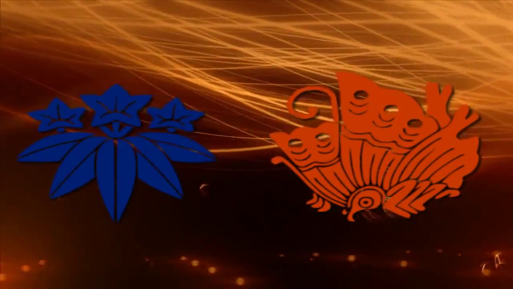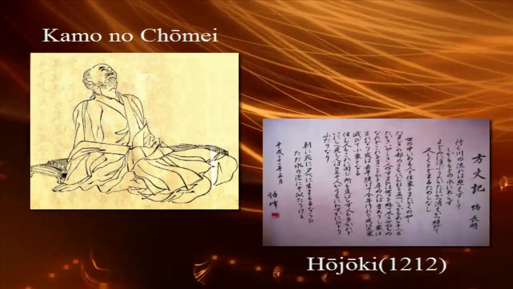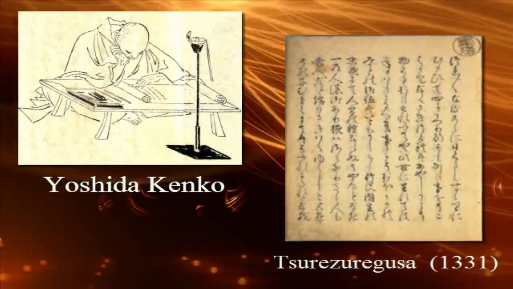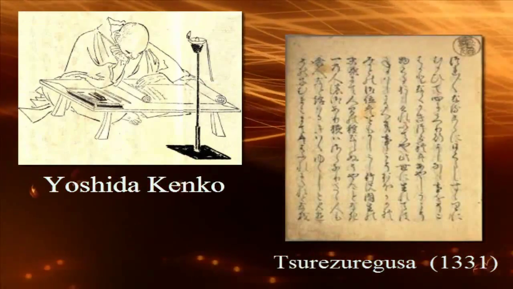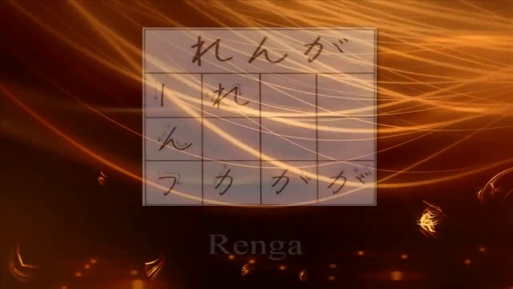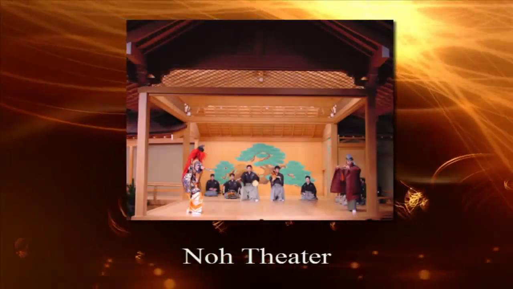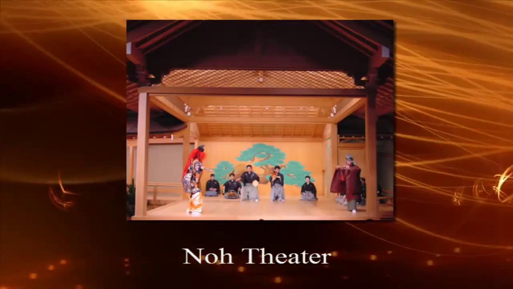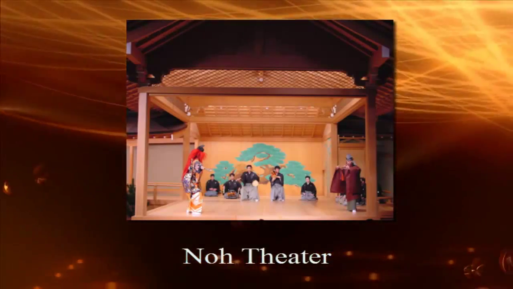Other important tales of the period include Kamo no Chomei's Hojoki, 1212, and Yoshida Kenko's Tsurezuregusa, 1331. Other notable genres in this period were Renga, or link verse, and Noh theater. Both were rapidly developed in the middle of the 14th century, the early Muromachi period.